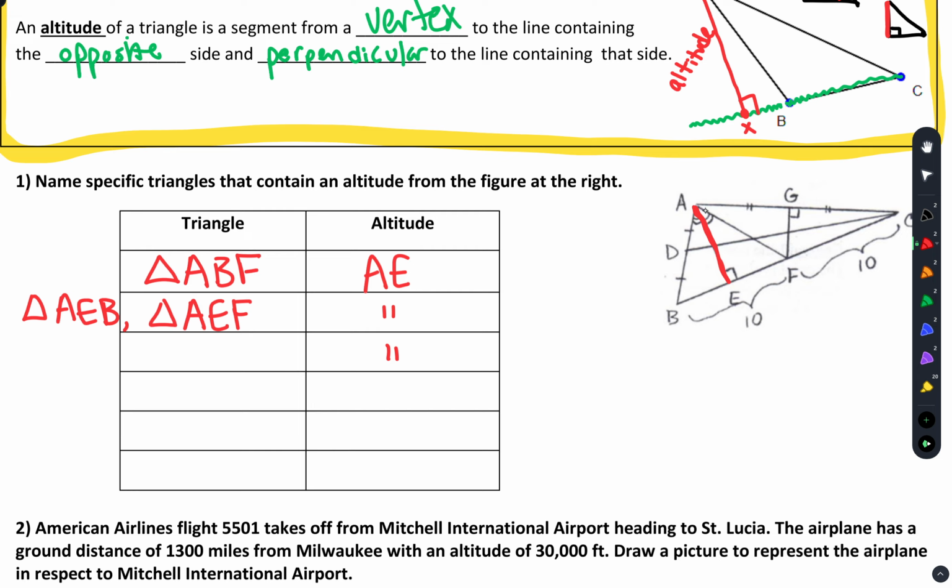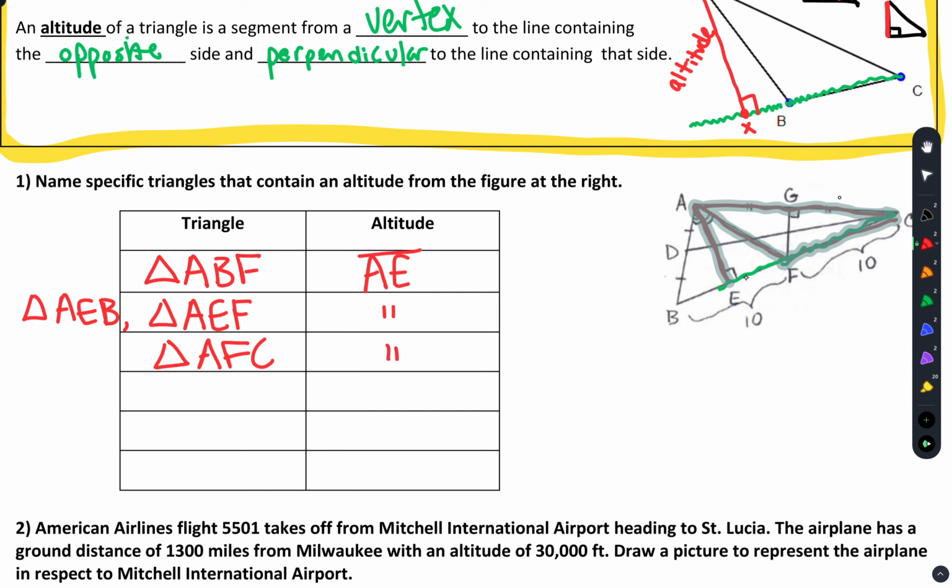What about this one right here? AFC. FC is that base, right? That's my ground. I have to extend the ground a little bit to get the height of that triangle. So it's on the outside of my triangle, but it still works. So triangle AFC also has altitude AE.